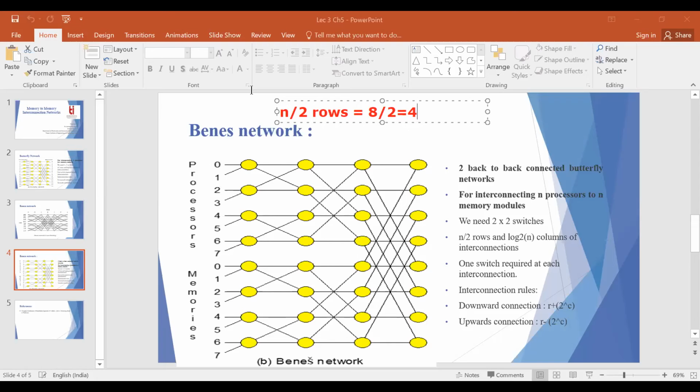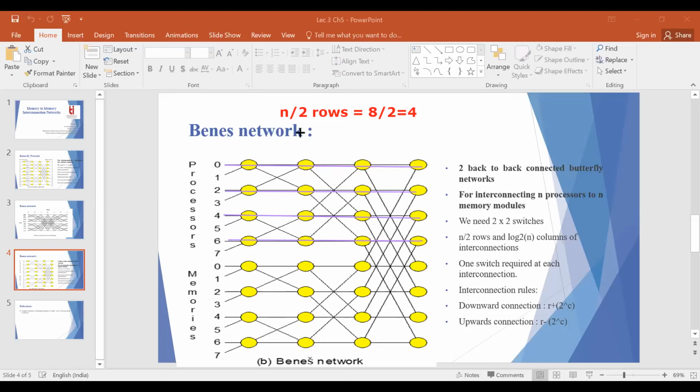I'll keep drawing it side by side. So this is row 0, I have row 1, 2, 3, and this makes 4, right? Similarly, we'll have the downwards also. So 4 rows for processors and 4 for memory modules. Then the columns have to be found out using log base 2 of n.